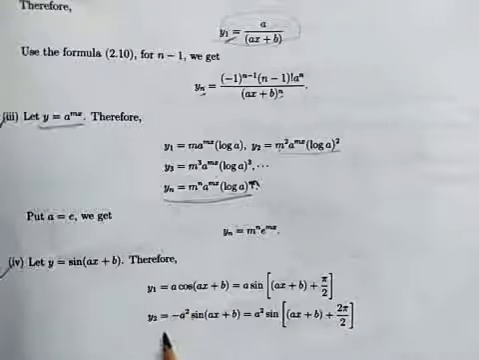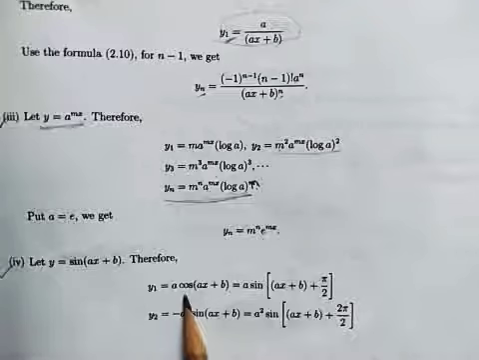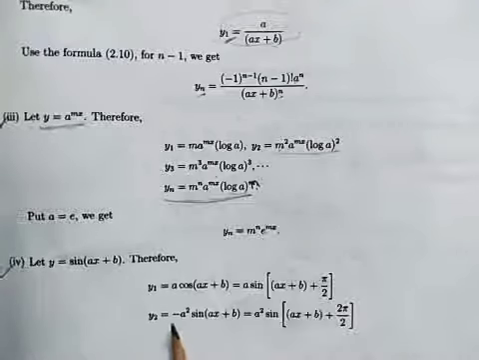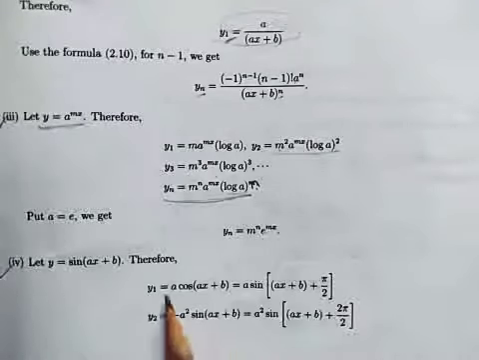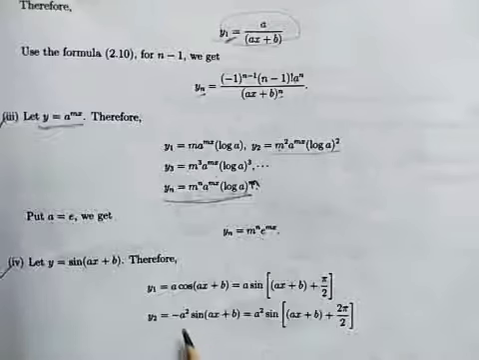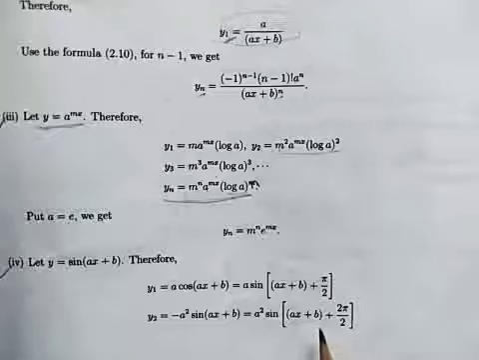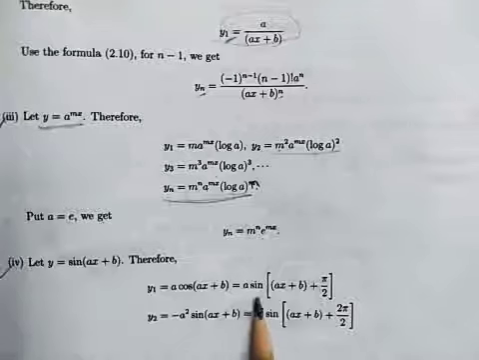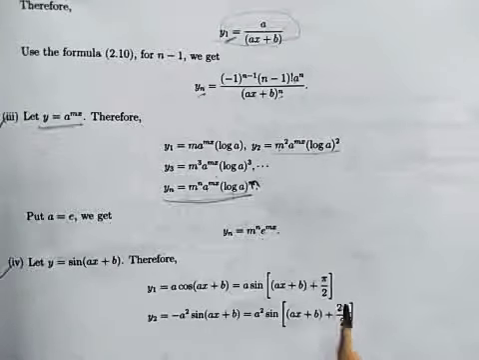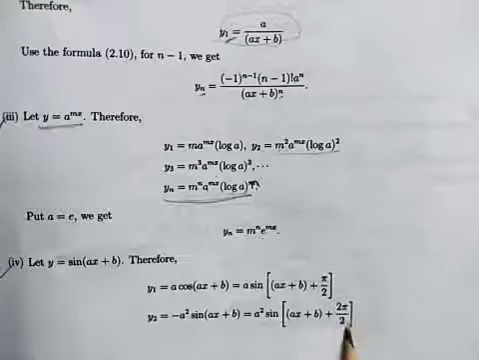Next derivative y2. Take the derivative of cos, which is minus sin. So minus sin(ax plus b) into a, and with the previous a, we get minus a square. Now this minus a square sin(ax plus b) is the same as a square sin(ax plus b plus 2 pi by 2). When we add pi, the sign will be the same. Okay, so y1 is a sin(ax plus b plus pi by 2), and y2 is a square sin(ax plus b plus 2 pi by 2).